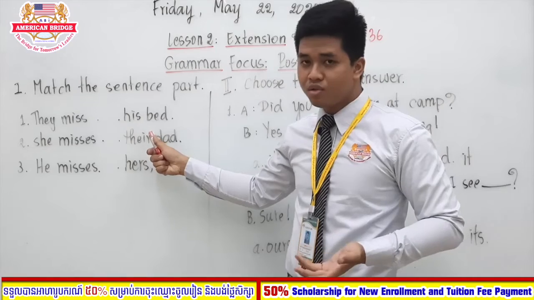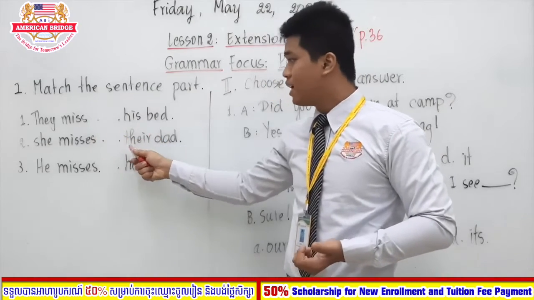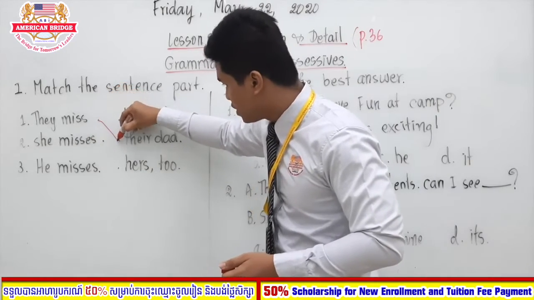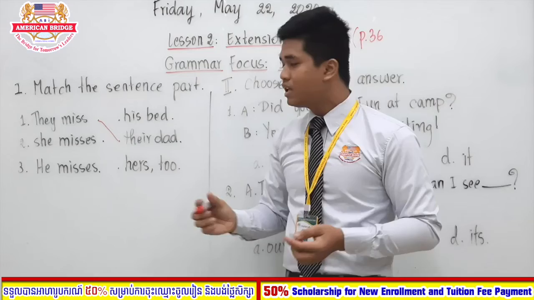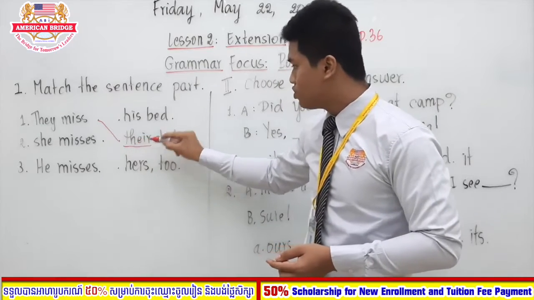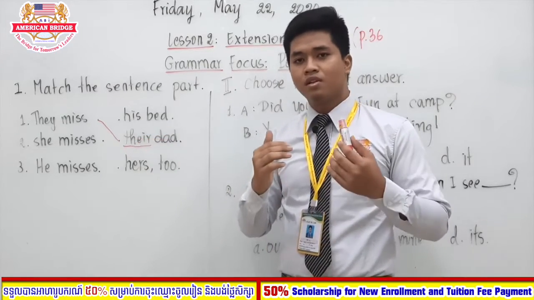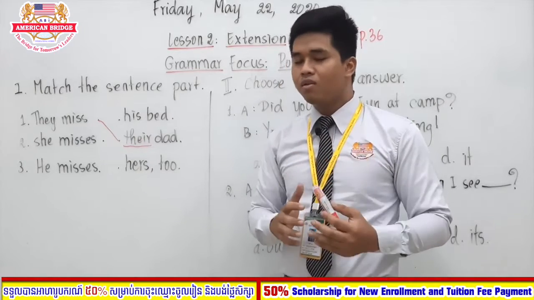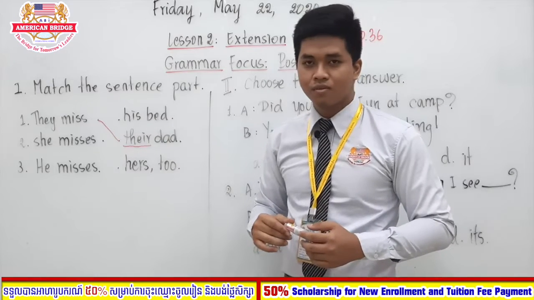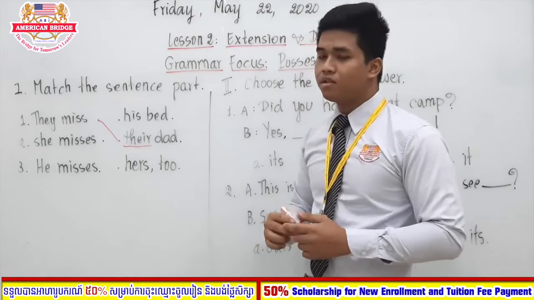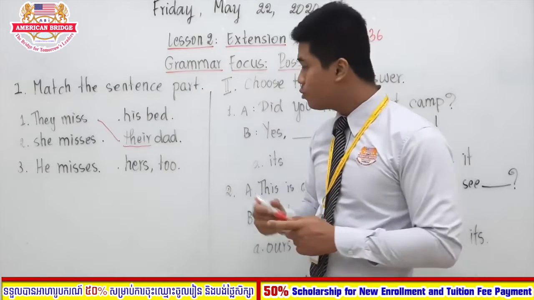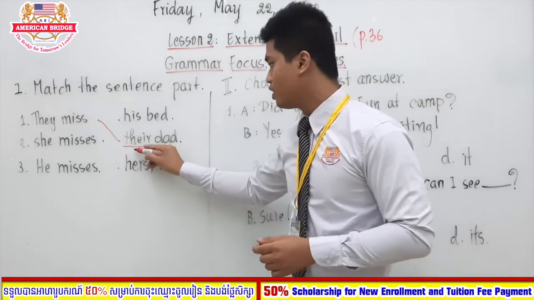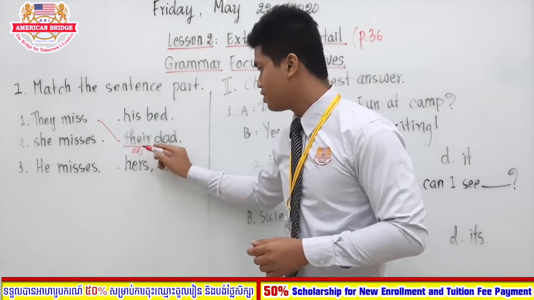So number 1, they miss his bed. Is it true? No, they miss their dad. Okay, this one is correct. So here, they miss their dad. As you can see, the word their here, can you tell me, is it a subject pronoun, possessive pronoun, or possessive adjective? Sure, it is a possessive adjective because we have the word dad, which is a noun here. So this one is an adjective.